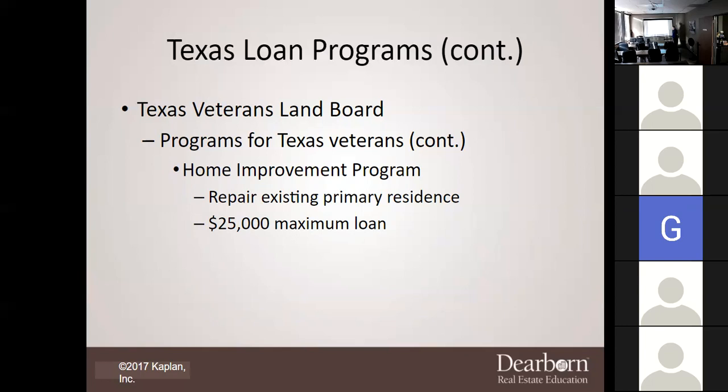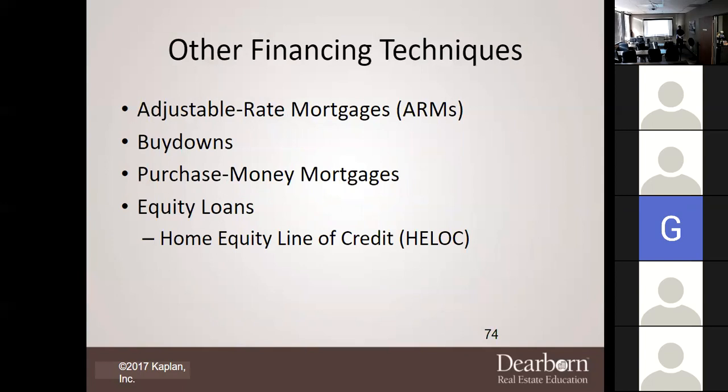Now, because of all the prices, Travis, is $25,000 really a lot of money to upgrade or improve your property? No, it's not. There, of course, are other financing techniques.